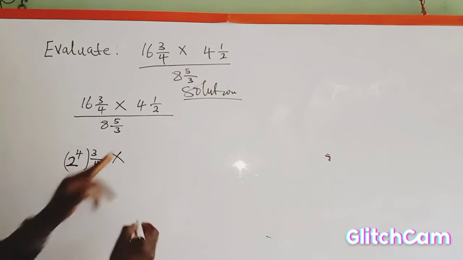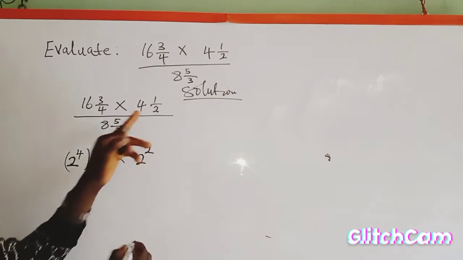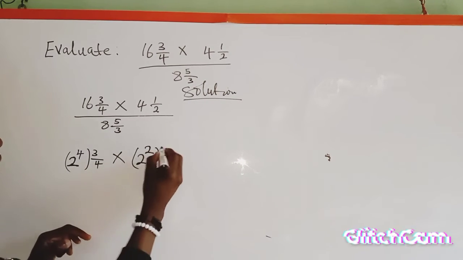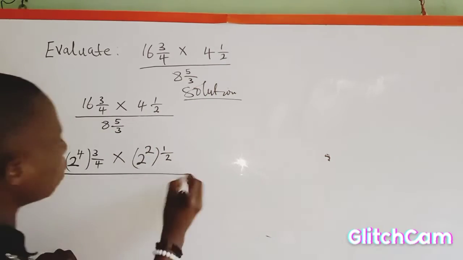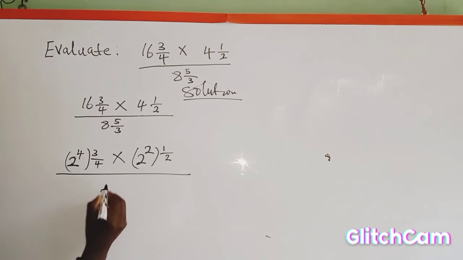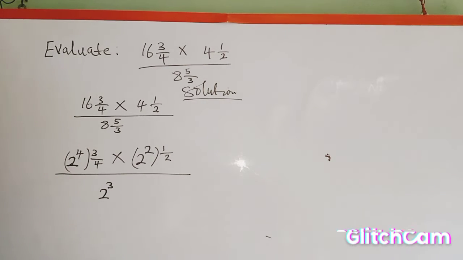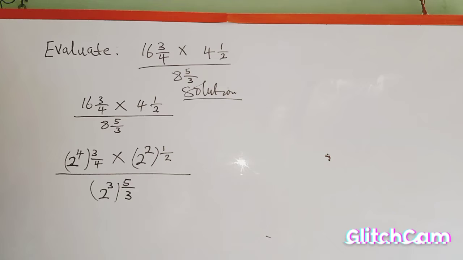Then multiply by 4. If I say 2 raised to the power of 2, it will give me 4. So I'll bracket it, then 1 over 2. Then likewise for the denominator, this is 8. 2 raised to the power of 3 will give me 8. Then bracket it, then 5 over 3.